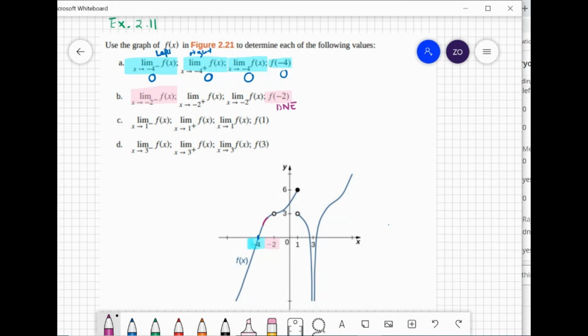However, if we approach -2 from numbers that are smaller than that, what are the y values? Just pick some number here. What are the y values approaching? When you choose numbers, that's right, that are getting close to -2, the y values are approaching 3.